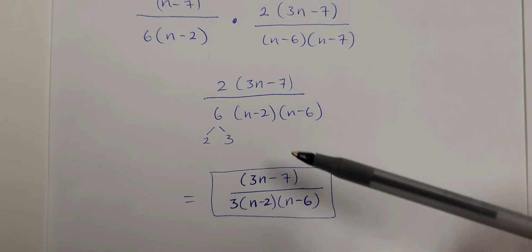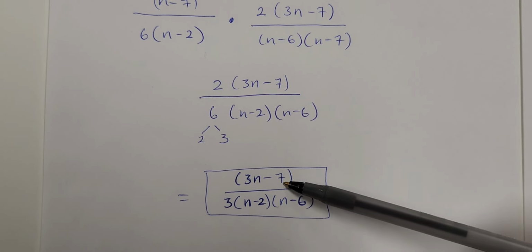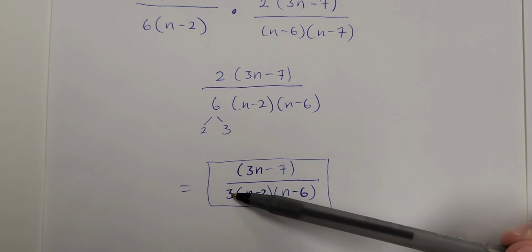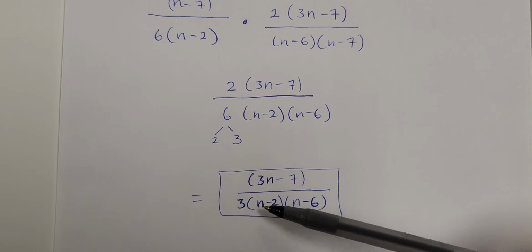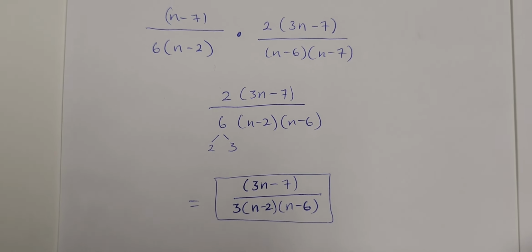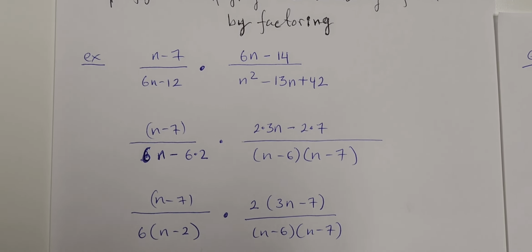So my final answer will be 3n minus 7 over 3. This 3 right here was not canceled, so bring it along. n minus 2, and then n minus 6. Okay, so be very careful. One more time from the beginning.